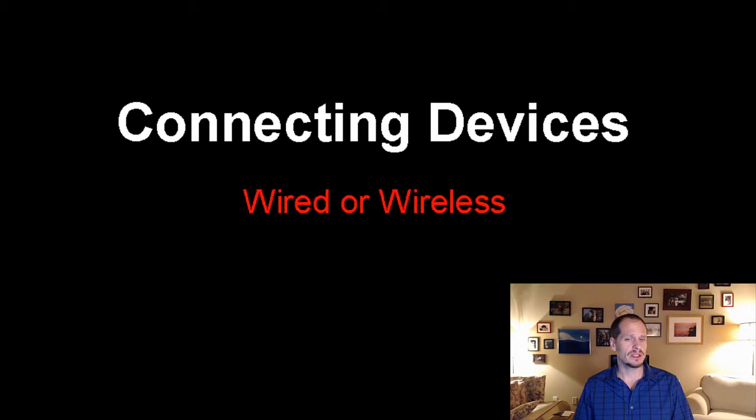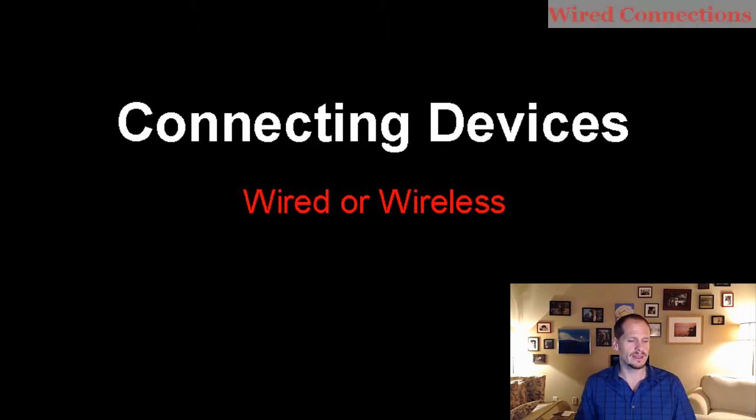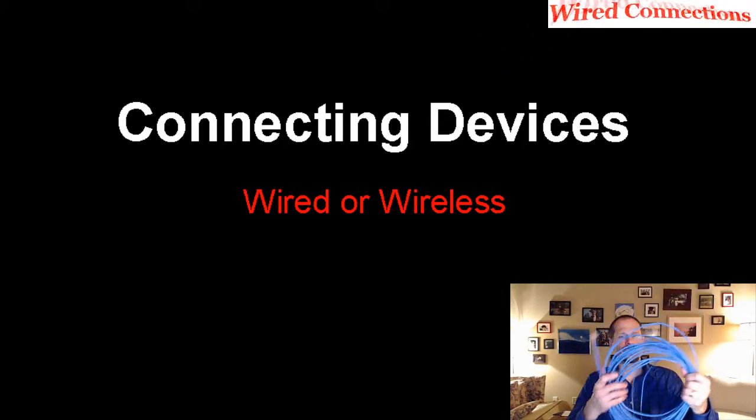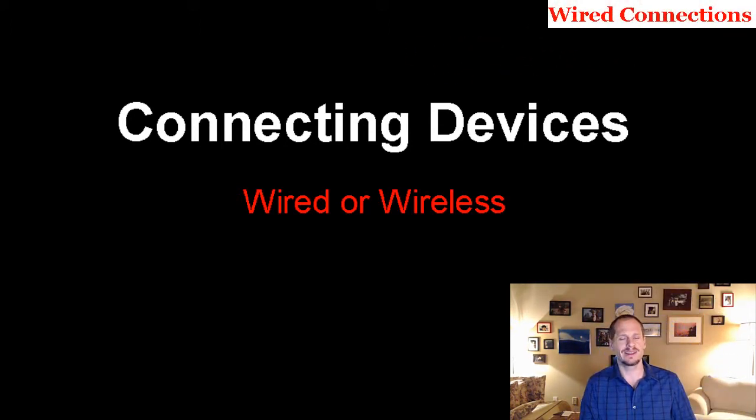And one of the first questions you have to think about is how are we going to connect our devices? So if a network is two or more devices connected together, how do we connect those two devices? Do we connect them with cables, like this one? We connect the devices with cables, and that would be a wired network. We're using wires. Or do we connect the devices wirelessly?